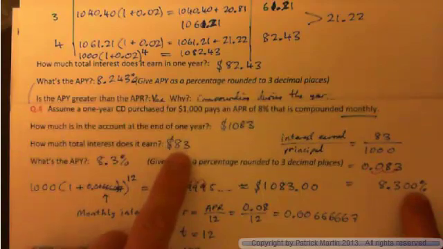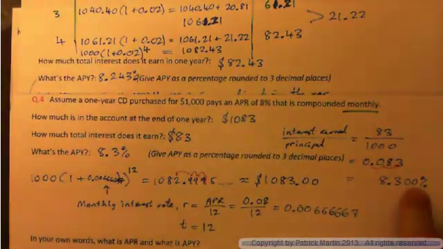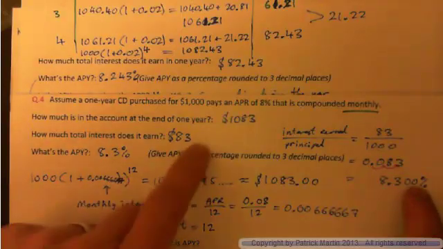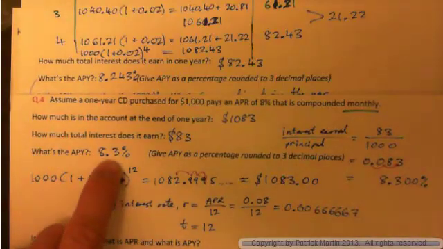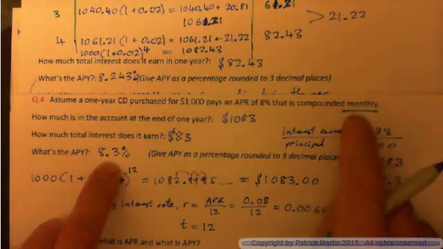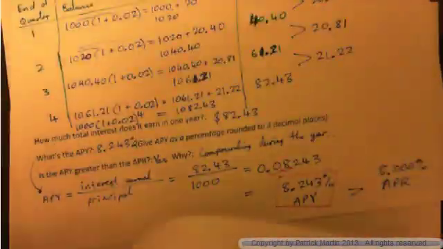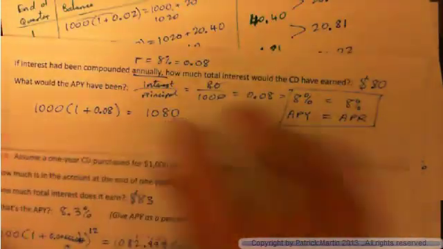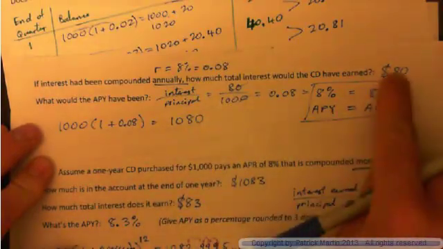We got $83, not just $82.43. So when we compounded each month, we got a little bit more interest, and so our annual percentage yield, of course, is more. It's 8.3%. That's showing that we're going to get more interest compounded monthly rather than quarterly. And of course, when we just compounded annually, we only got 8%, so we just got $80, which is 8%.